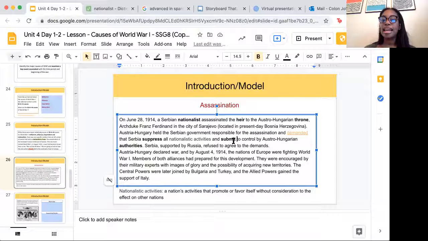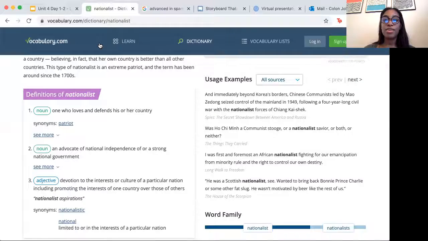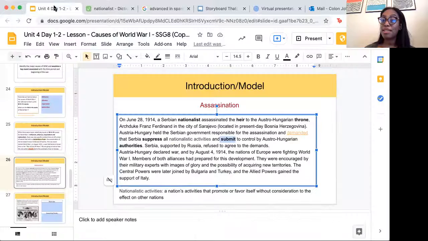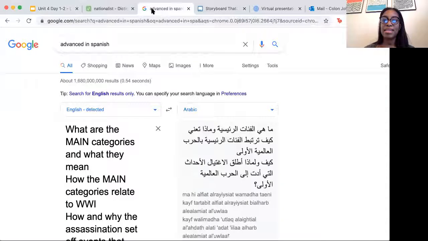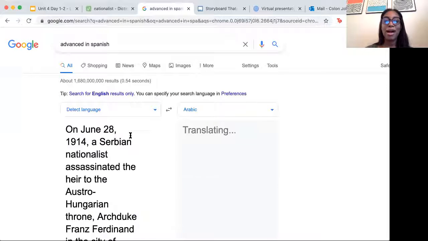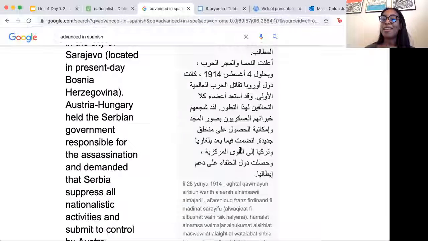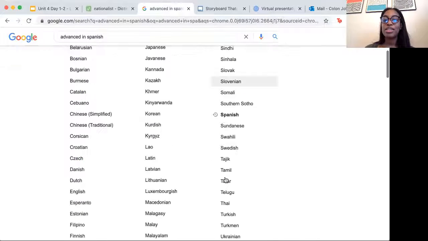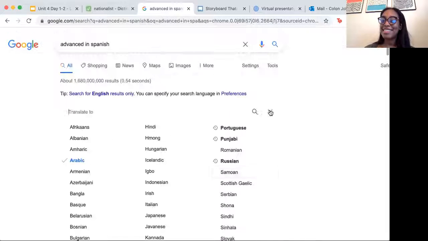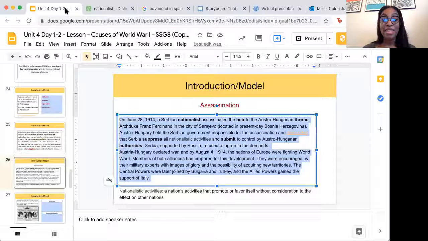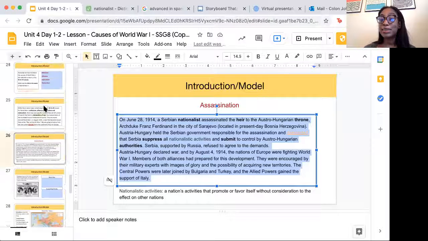And again, if you're having trouble with these terms, you can just copy paste them into vocabulary.com. Also, if you want to read it side by side in your home language, copy paste it right into Google Translate. Here you have an Arabic translation. You can choose from many, many other languages. And that should really help you understand what's going on.